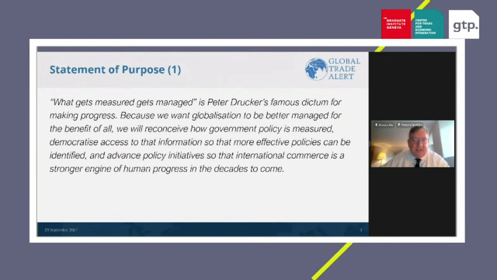So what we have done is we take the view that on net, more transparency is better. We want to see globalization better managed for all, and in order to do that, we will reconceive how government policy is measured and documented. We want to democratize access to that information so that it can be used by analysts and by governments to design better policies, and to ensure that international commerce becomes a stronger engine for human progress in the decades to come. So this is very much the normative starting point of our foundation.